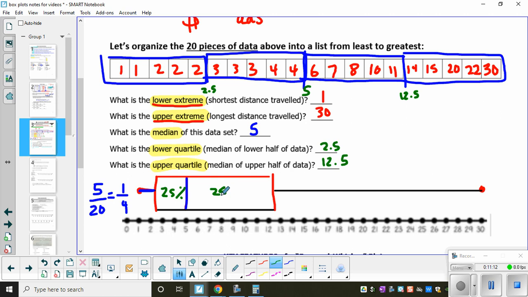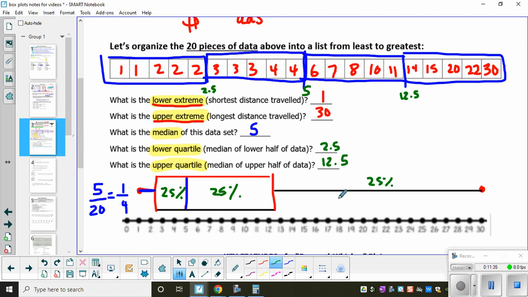And then this long whisker right here, even though it looks really long, that doesn't mean it has more numbers in this range. It just means it has a bigger range. Sorry, from 12.5, we're going from 12.5 to 30. So this is the last 25% of the data right here.